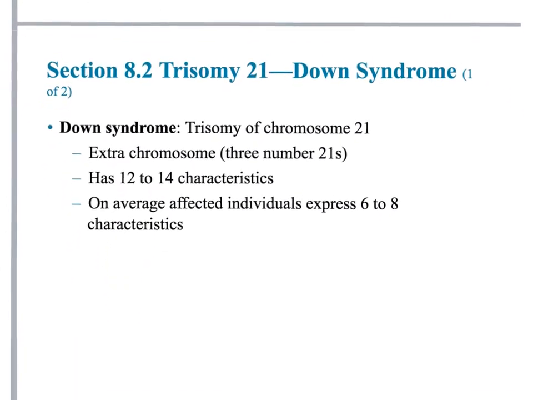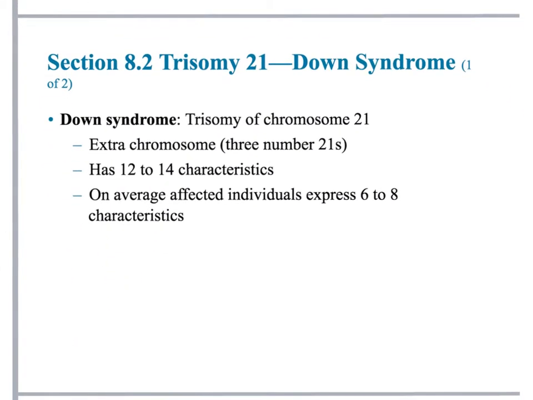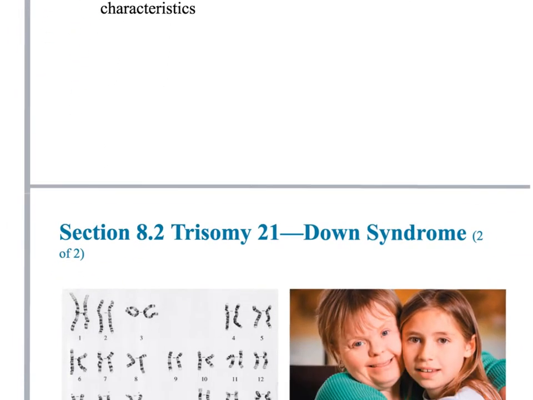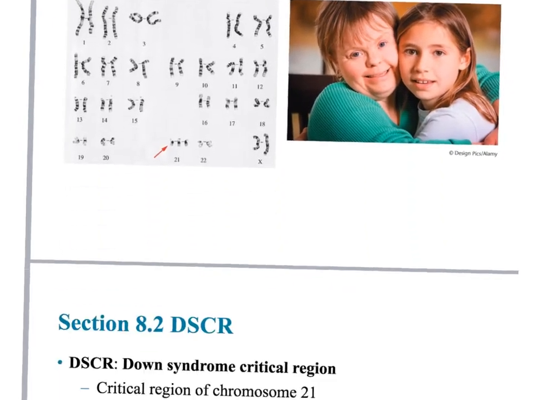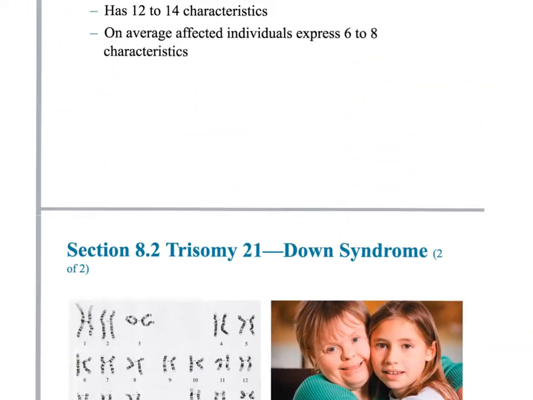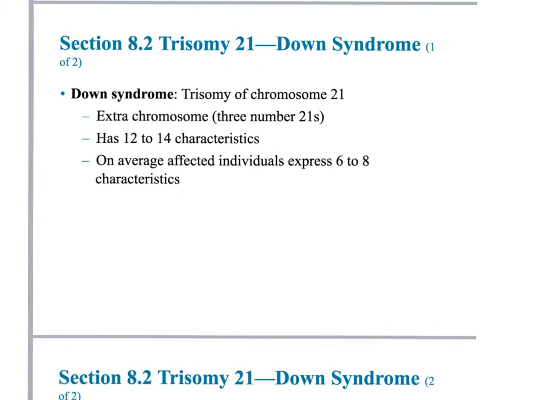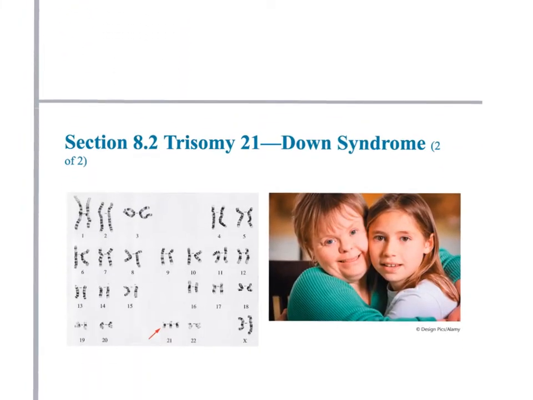Down syndrome, you get phenotypic changes as well. Down syndrome is trisomy of chromosome 21, so you get an extra 21 chromosome. You get 3. And there's 12 to 14 characteristics. On average, affected individuals express 6 to 8 of those characteristics. I didn't put them on a slide, but here's basically what those characteristics are.